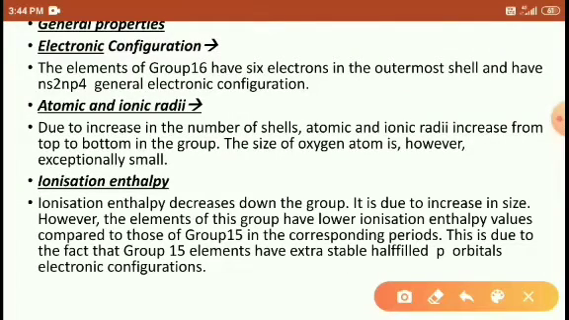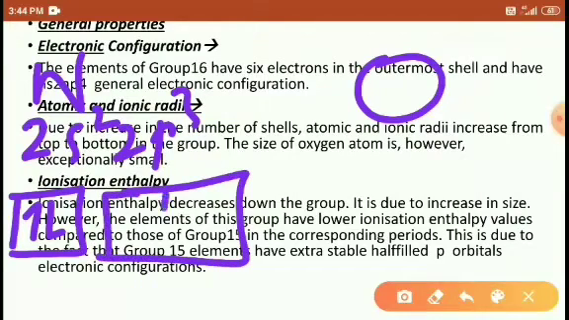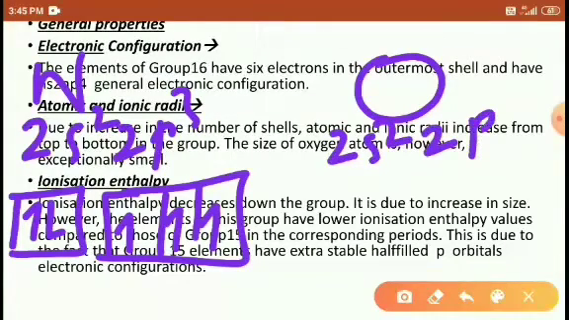Now, when you compare the ionization enthalpy value with the group 15 elements, the group 15 elements have extra stability due to the half-filled p orbital electronic configuration. So when you compare nitrogen and oxygen, the outermost configuration of nitrogen is 2s2 2p3, and here, for oxygen, it is 2s2 2p4.